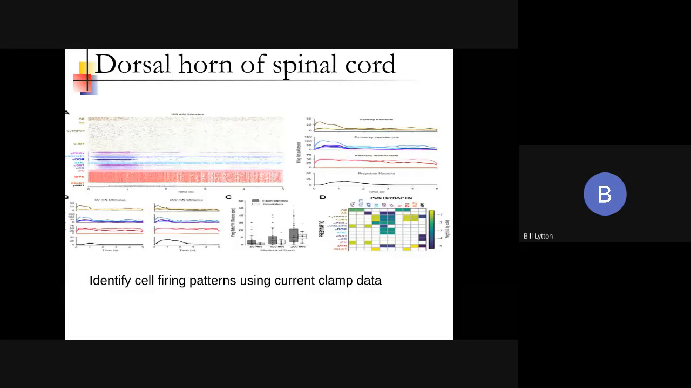Another project we're doing is the dorsal horn of the spinal cord. This was a project started by Kazutaka Seibuchi, who was a fellow visiting from Japan in the lab, and has been carried on by Laura.